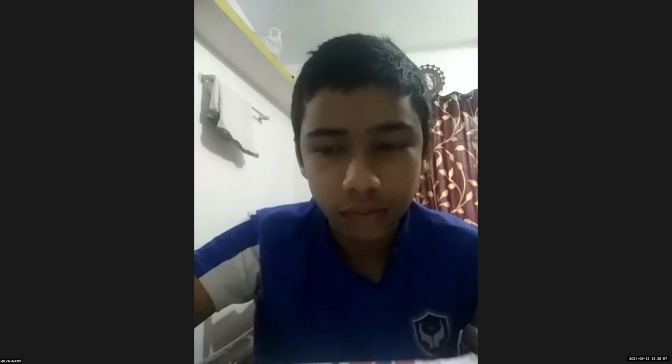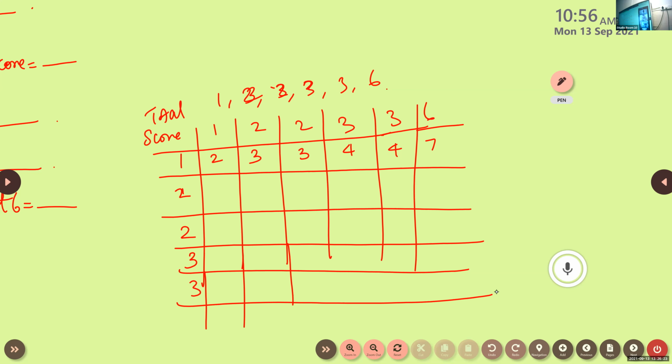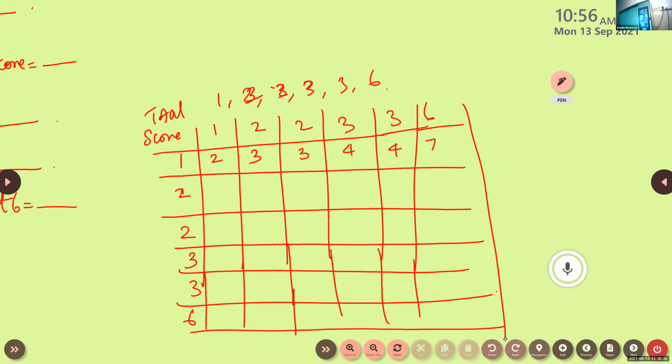When one die is thrown, the total outcome is 6. If 2 dice are thrown, the total outcome will be 36. You can draw a table like this and fill it. Here we write the total score. 1 plus 1 is 2, 1 plus 2 is 3, 1 plus 3 is 4, 1 plus 6 is 7. If you can't calculate it in the mind, draw the table and give the answer from it.